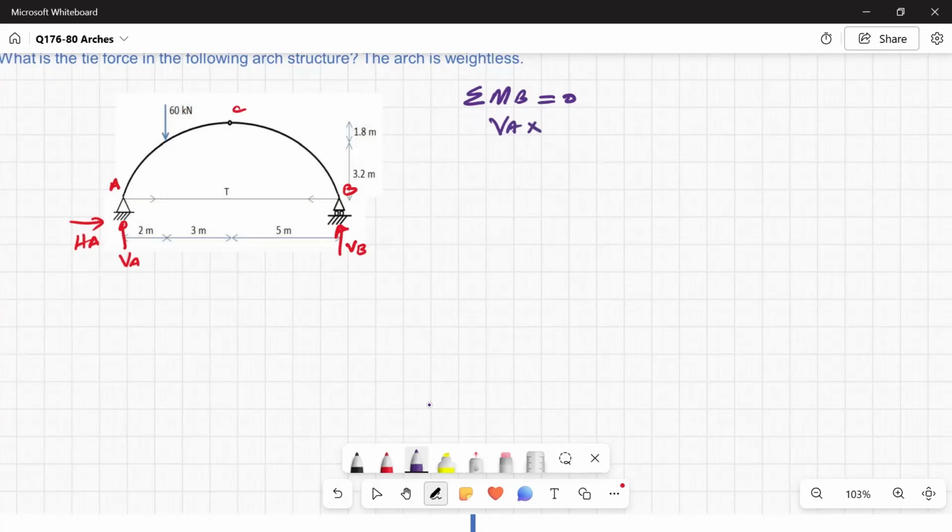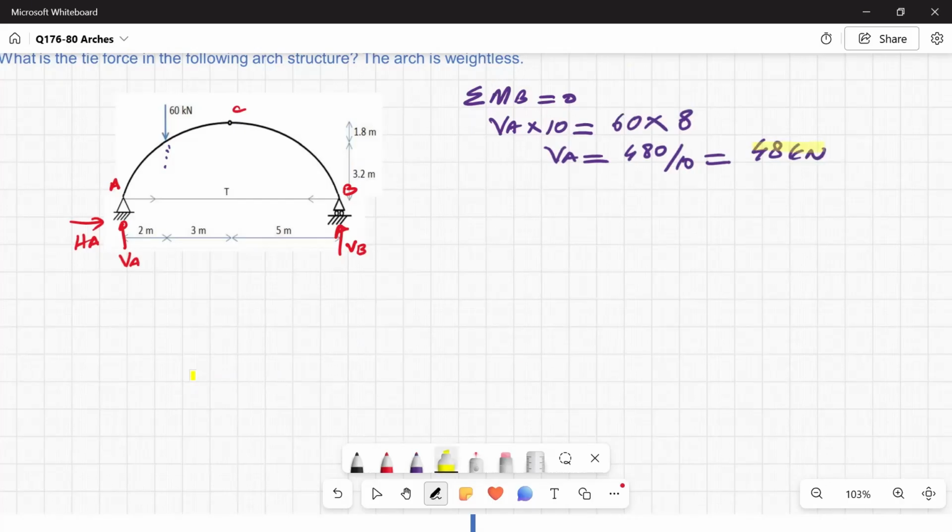VA times the distance between VA and B is 10, and this is equal to 60 into 8. So this will be 60 into 8, and the distance between 60 kilonewton and B is 8, and from here we can find out VA as 480 divided by 10, and the reaction is going to be 48 kilonewton.